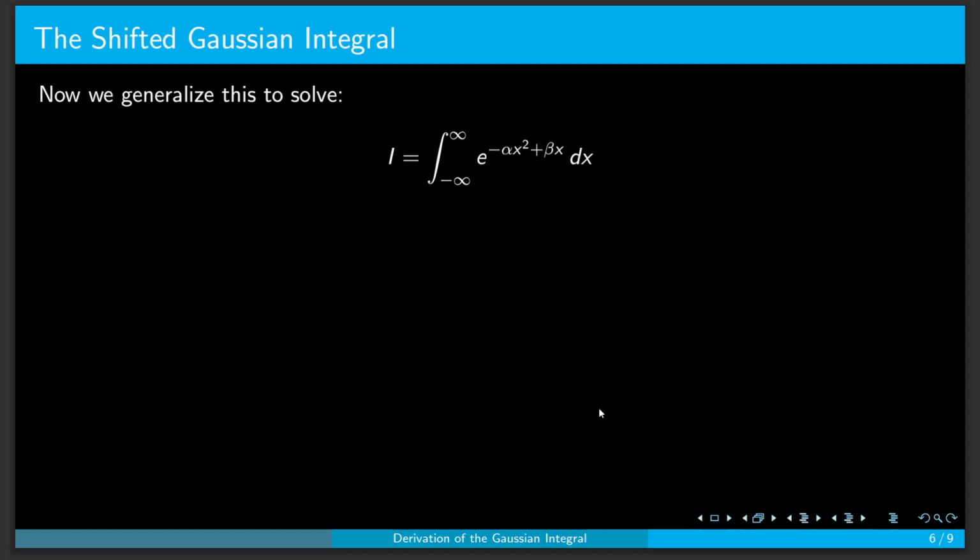So now we generalize the solution. In the last question we had just the minus x squared term. Now we have minus alpha x squared plus beta x. So how to solve this?